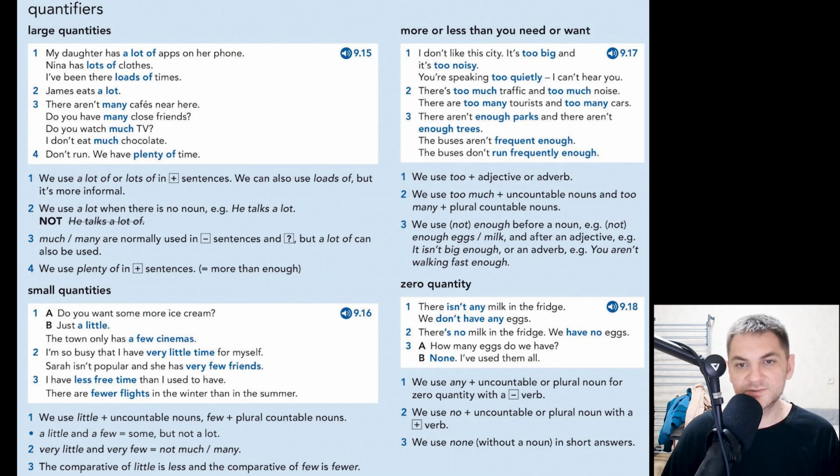And finally, zero quantity. We use any plus uncountable or plural noun for zero quantity with a negative verb. There isn't any milk, we don't have any eggs. And we use no plus uncountable or plural noun with a positive verb. And we use none without a noun in short answers.